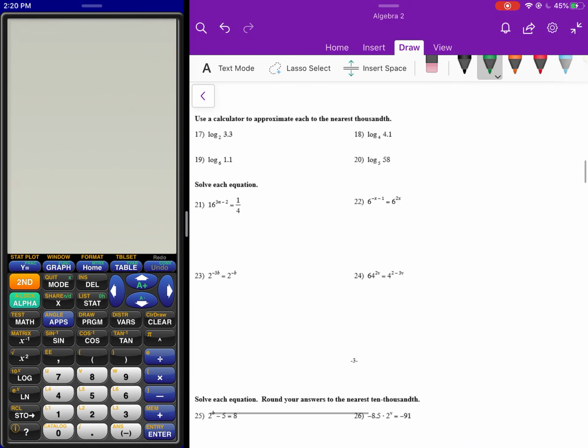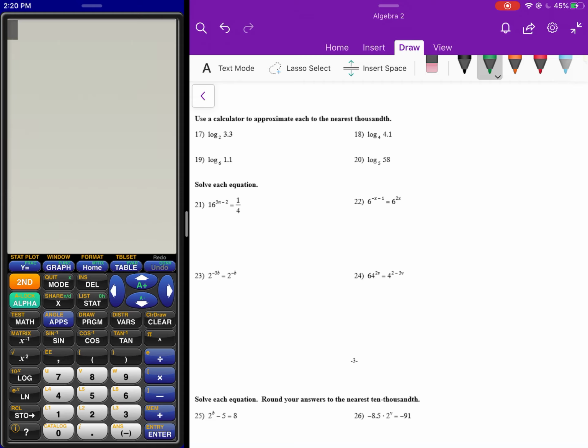Let's look through 17 through 24 here in this short video. 17 through 20 says use a calculator to approximate each to the nearest thousandth. Well, these are all logarithms, and the bases are 2, 4, 6, and 5 here.